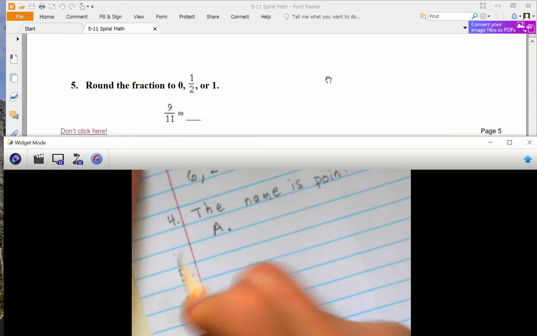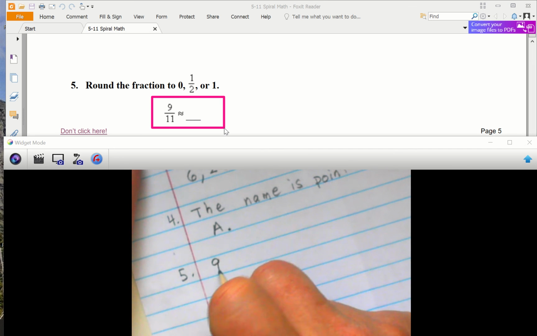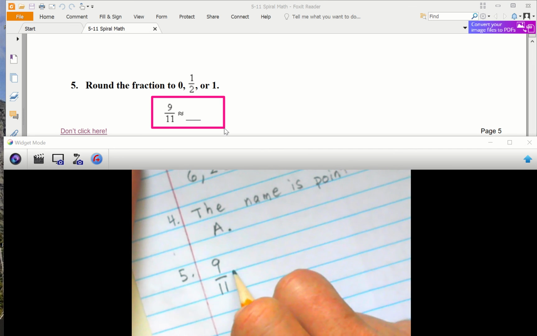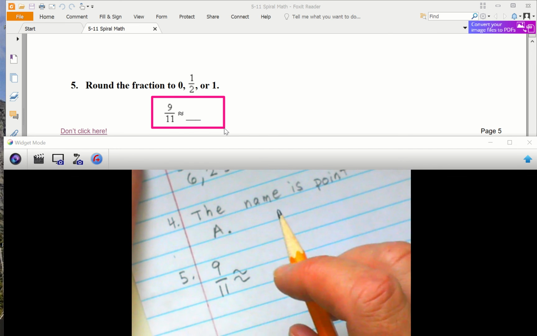Let's go on to number 5. We're going to round the fraction to 0, 1/2, or 1. The fraction we're going to round is 9/11. So I'm going to put 9/11 right here, and then I'll put the wavy equal sign, meaning that we're going to be rounding. So I know 11 is close to 10, and half of 10 is 5.